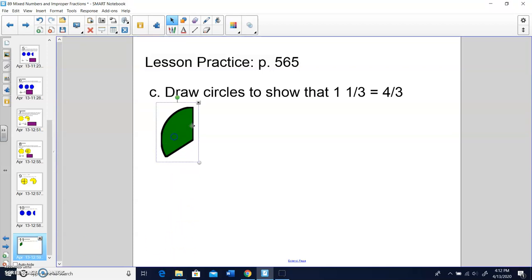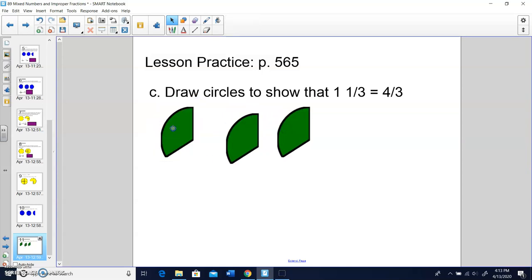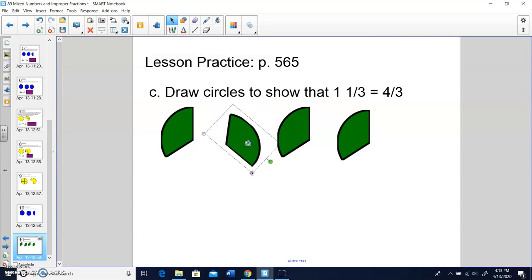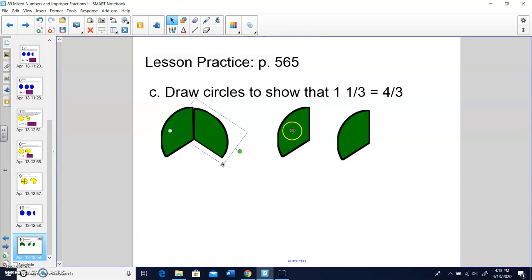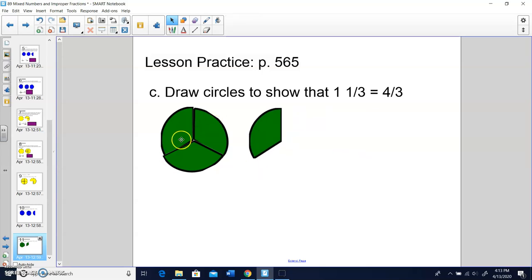Okay, I need 4/3. It'll be a little bit harder to piece together, I think. Do the best we can. So here I have 1 2/3. Kind of an interesting little guy, but 1 1/3 left over. So 1, 2, 3, 4/3 is the same as 1 1/3 left over. So your circles should look shaded in this way.